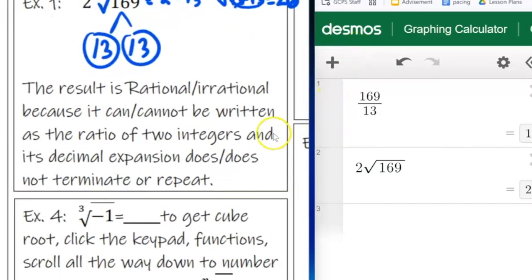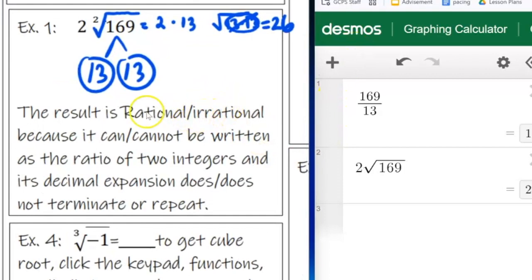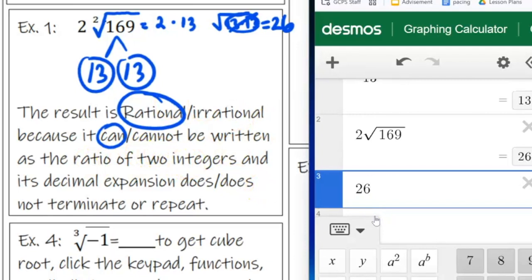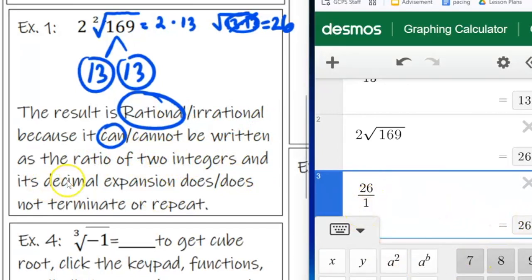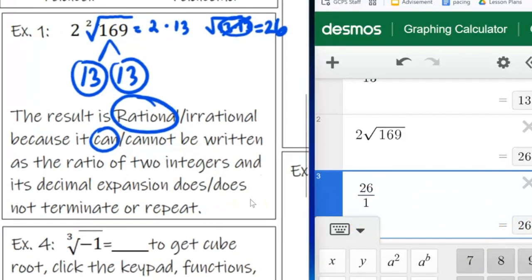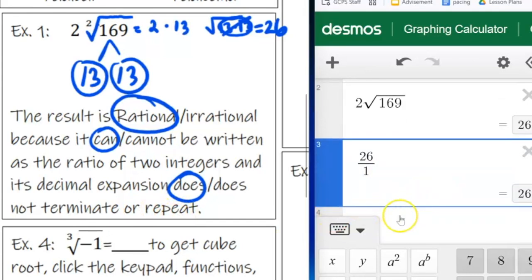All right, so this result, is it rational or irrational? Well, remember, for it to be rational, you can write it as a fraction of what? Integers, or it's a whole number. So this is rational. Why? Because we can write it as a ratio of 2 integers. Let me just show you, 26 divided by 1 is still 26. That's a ratio of 2 integers. And its decimal expansion does terminate or repeat, because it's like 26.0. Or you can look at it as 26.00000 repeating. So either way, it's fine.